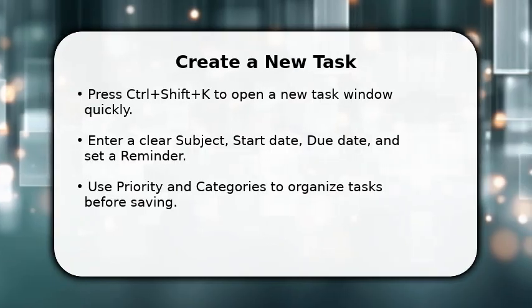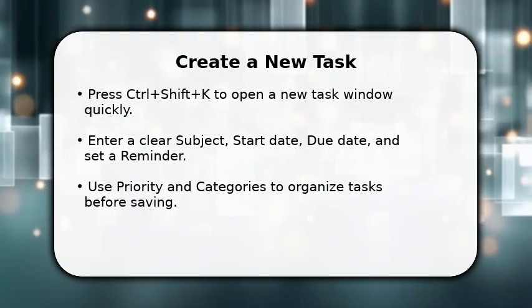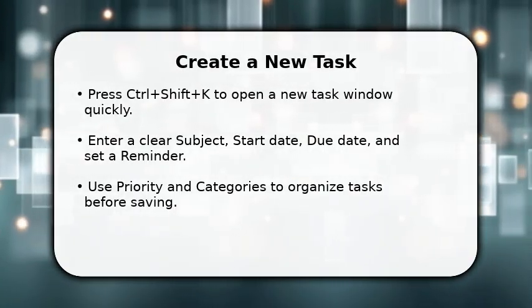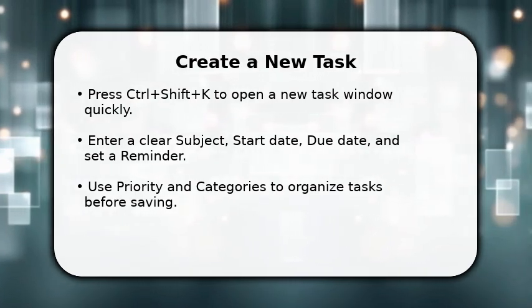Select priority as low, normal, or high to signal urgency to yourself. Apply categories and colors to group related tasks visually across Outlook views. Click Save and Close to store the task in your tasks list immediately.